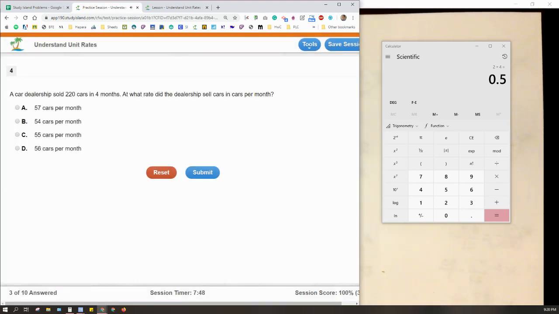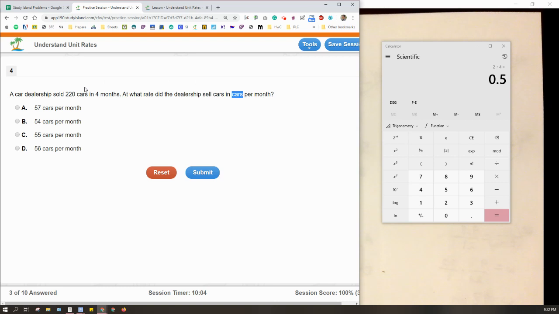Number 4, a car dealership sold 220 cars in 4 months. At what rate did the dealership sell cars per month? So again, just like the first problem, it tells us what to do. The problem tells us exactly what to do. It wants cars per month. So we take cars and divide by months. Cars per month, cars divided by months.